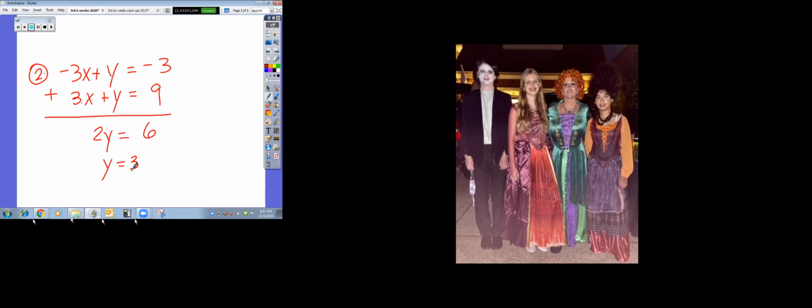Now I take that y value back to either of the original equations. I'm going to use the bottom one. 3x plus y equals 9. I just figured out that my y value where they intersect has to be a 3. So I'm going to take the y out and put a 3 in its place. Subtract 3. 9 minus 3 is 6. What does x equal? 2. So then I write my answer as a point, wrap it in parentheses, and that's it.